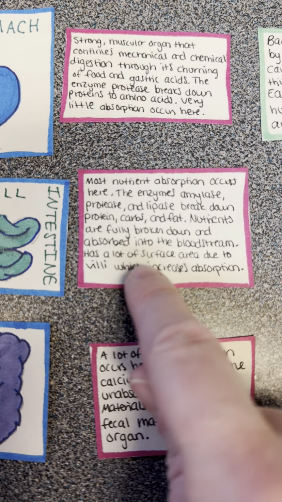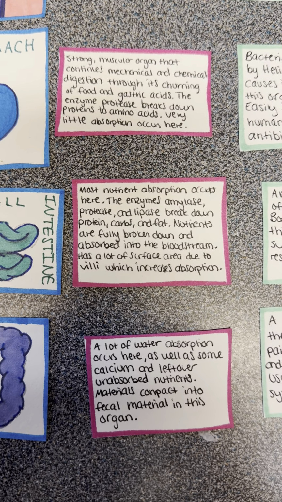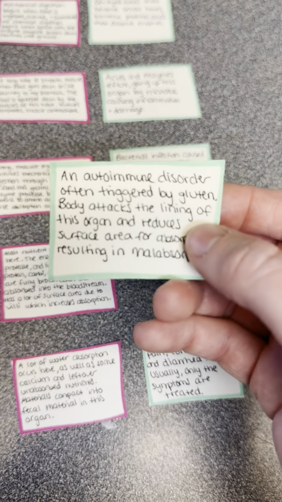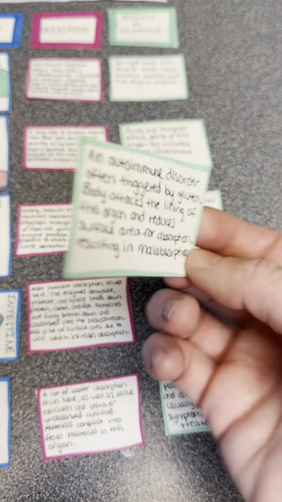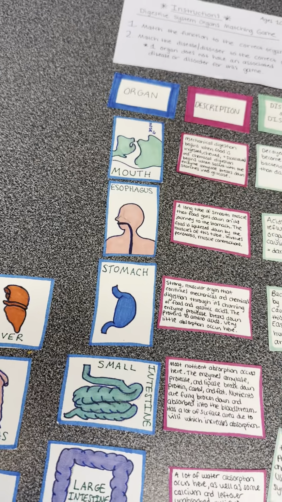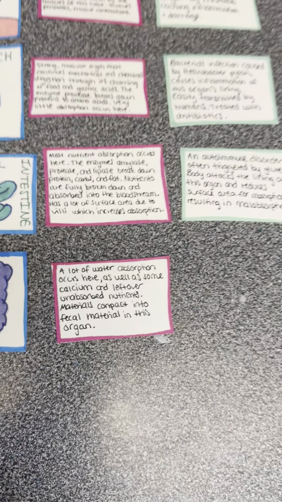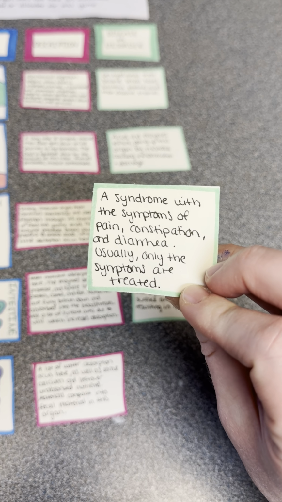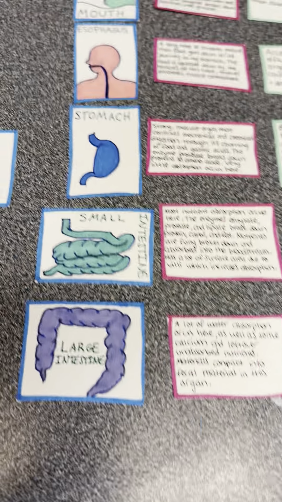The next description is most nutrient absorption occurs here. You can read the rest of that. And then for the disease disorder, we have an autoimmune disorder often triggered by gluten. You can read the rest of that. And that is celiac disease that occurs in the small intestine. The next one is a lot of water absorption occurs here. And then we have a syndrome with the symptoms of pain, constipation, and diarrhea. IBS occurs in the large intestine.